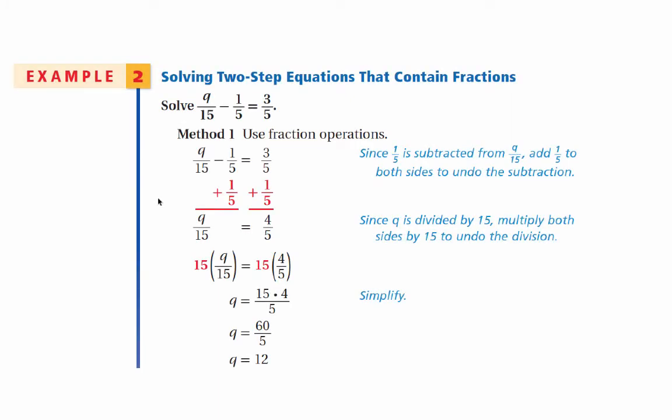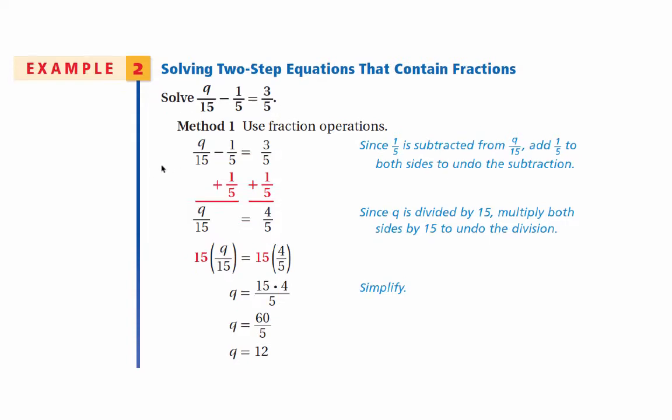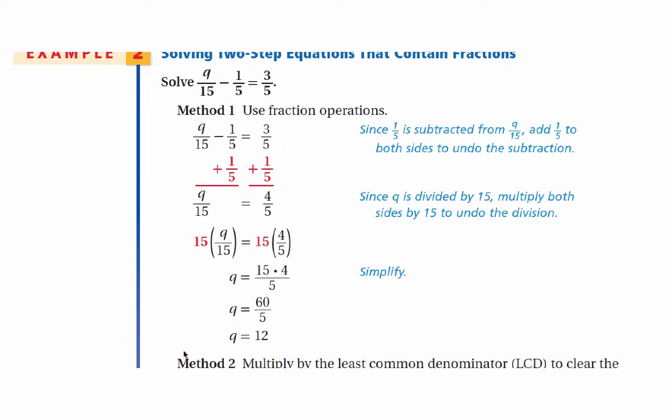Now it's time to move on to example 2. New equation, solve q over 15 minus 1/5 equals 3/5. So we're going to use some fraction operations, method 1, and then there's going to be a method 2. We're going to show you how to do that.